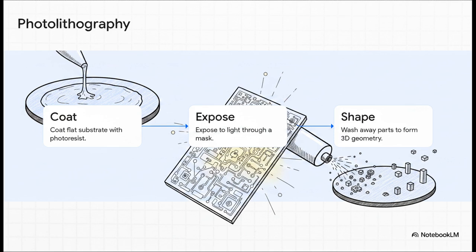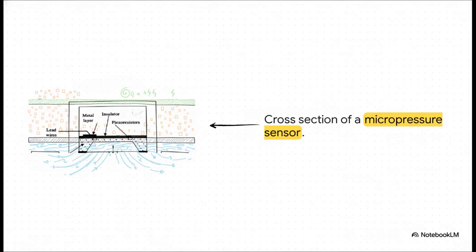It's like developing a photograph, but you're building a machine. If you were to slice one of these open, say a micropressure sensor, you'd see the direct result of that photolithography process. You'd find a tiny, etched physical cavity with piezoresistors placed precisely on top. When microscopic pressure enters that tiny passage, the incredibly thin silicon layer flexes, and the piezoresistors measure that flex. You're looking at a functioning mechanical machine that is smaller than a grain of sand.